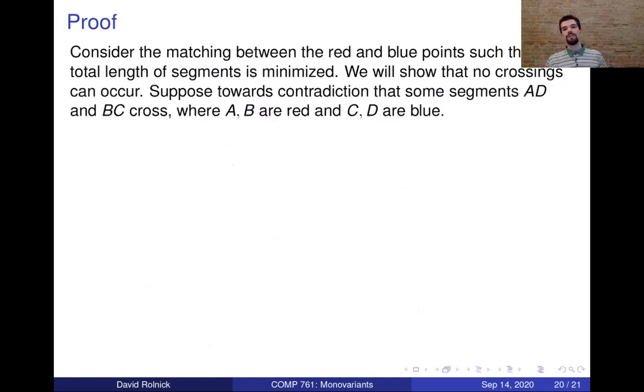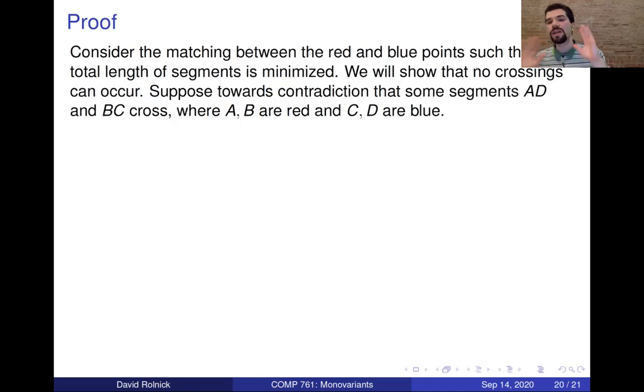Here's a formal proof. And this is going to be our final thing for the day. Consider the matching between the red and blue points. I'm going to do this as an extremal principle proof. So we have a monovariant, and we're going to assume it's as small as possible and show that each move makes it even smaller. Consider the matching between the red and blue points such that the total length of segments is minimized. We will show that no crossings can occur.